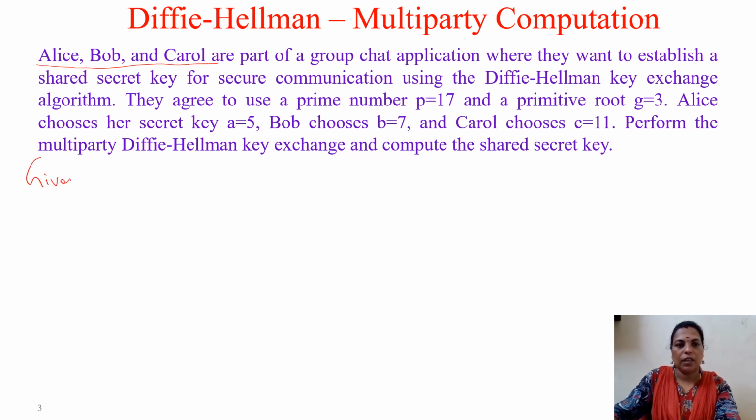So given are p equal to 17, which is a prime number, and one more common parameter we need, right? That is the primitive root g equal to 3, which is given. Sometimes in the question the primitive root may not be given and you are asked to choose one primitive root. So choose g as the first primitive root of 17, or g as the third primitive root of 17, or g as the last primitive root of 17.